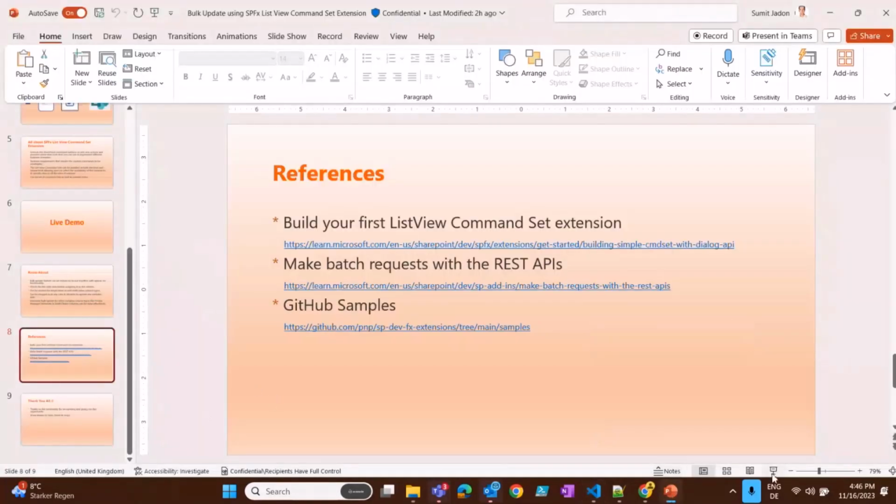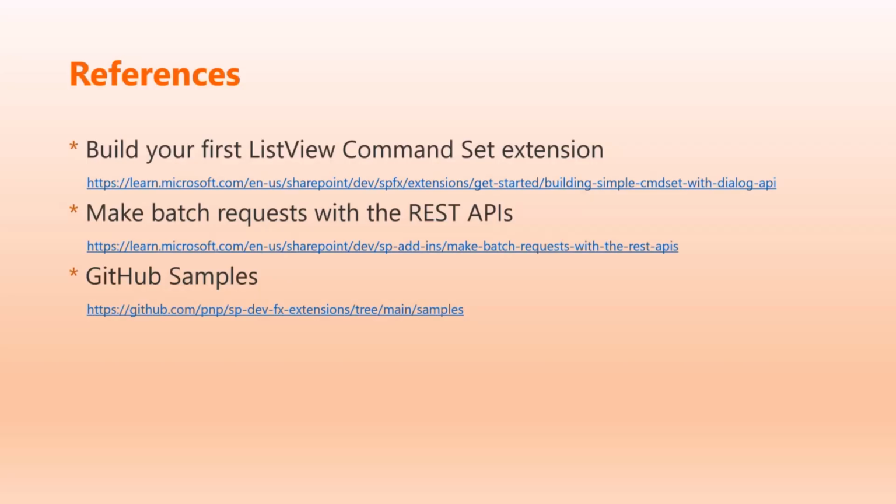So yeah, references I have used: this Build Your First List View Command Set. I think this is a good starting point if someone is looking to build command set buttons. Basically it's used if you want to do an action for multiple selections or all the selections. We have some solutions from the Power Platform, Power Automate, but those just work for the selected item. The command set button works for everything. If you want to do some bulk things, please use the command sets.